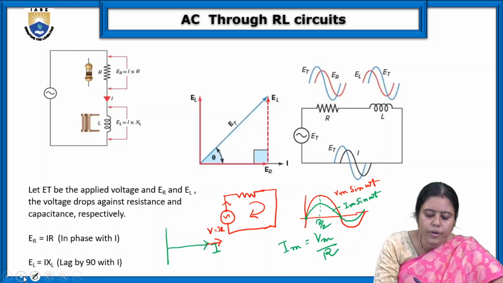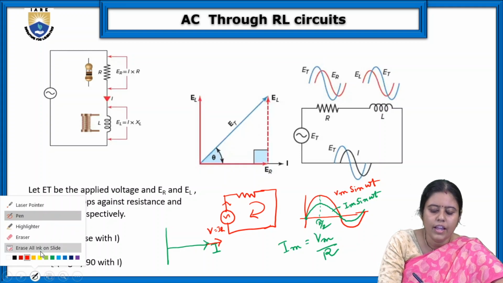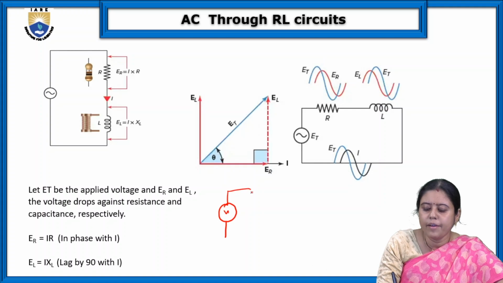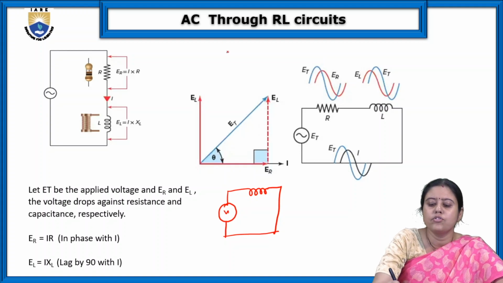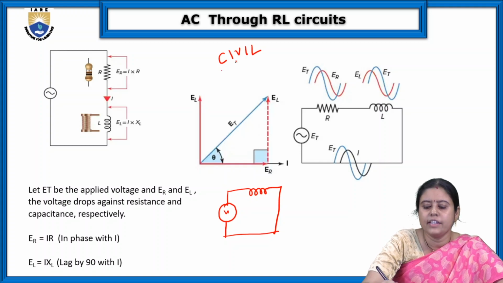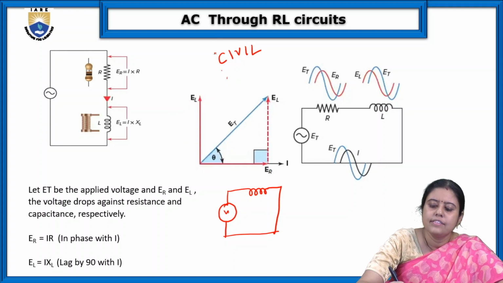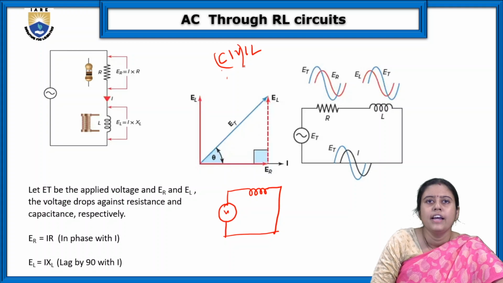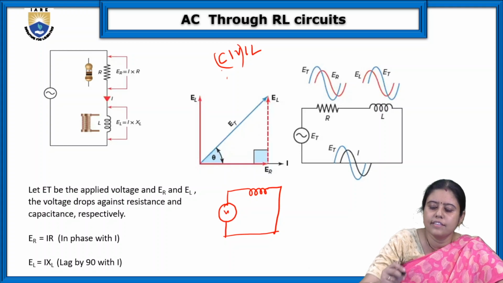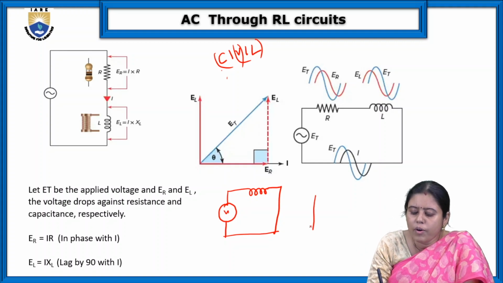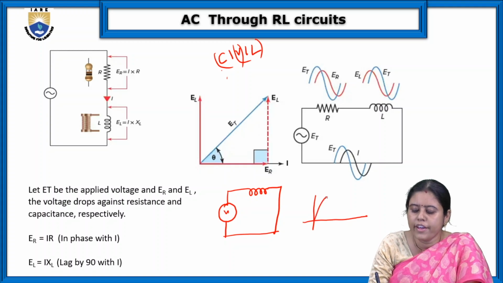Now, if we are going for the pure inductive circuit, what will happen? Again I am drawing one pure inductive circuit, and as I told in the last class, we will always follow the CIVIL rule. What is the CIVIL rule? In a capacitor, I is leading and voltage is lagging. CIV means in a capacitor, the current is leading and voltage is lagging, and VIL means in an inductor, voltage is leading, current is lagging. So what will happen? Current is lagging. So first we are drawing the voltage.